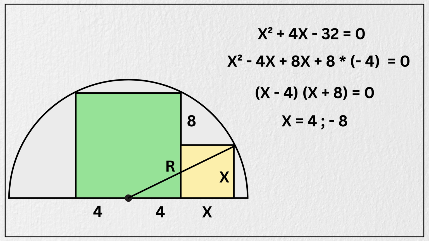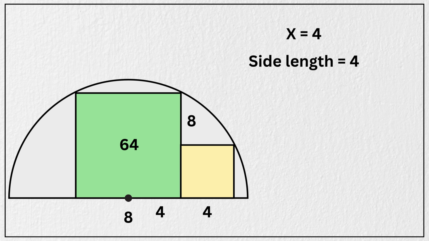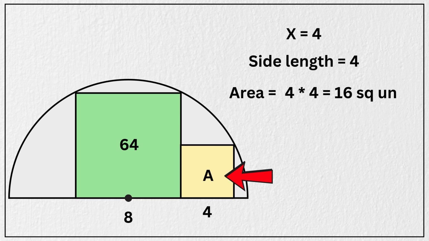But since length cannot be negative, we discard the negative value. So the side length of the smaller square is 4 units. That means the area of this smaller square is 4 times 4, which is 16 square units.